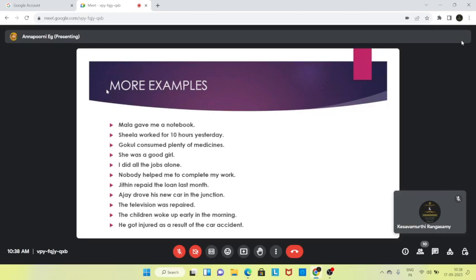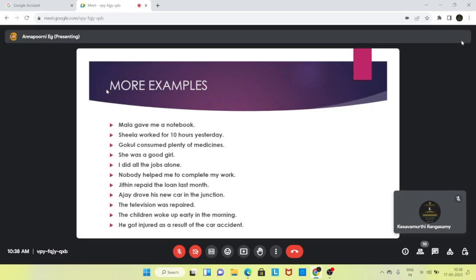Very good. It is consumed. Consume means to eat, or to take inside. Okay, so Gokul consumed plenty of medicines. Gokul is the subject, consumed is the verb, and plenty of medicines is the object. Very good. Ma'am, what is the meaning of plenty? Plenty means many, so much. Okay, so much medicine, like that.